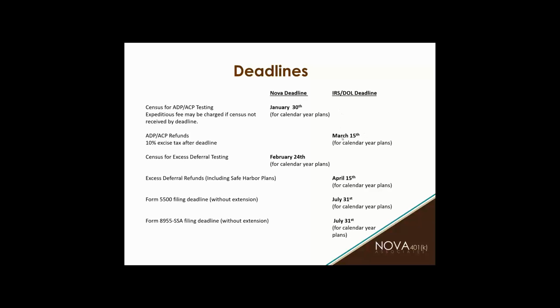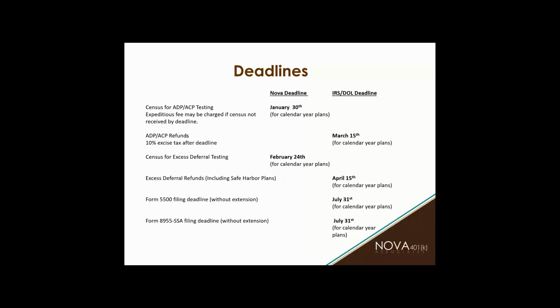So the government regulations state that if the test has refunds because it failed, they have to be processed out of those participants' accounts at the record keeper within the retirement plan by March 15th. Okay, so that's why we have that deadline of January 30th. For safe harbor plans, the NOVA deadline is February 24th to guarantee that we can get the testing done by that April 15th deadline.